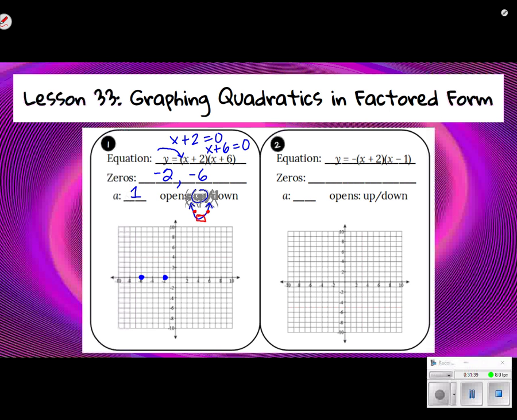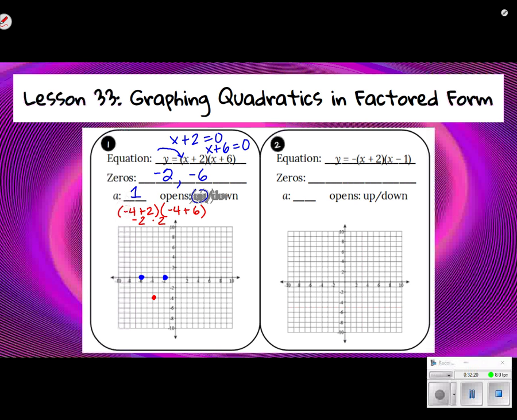If I look between negative 2 and negative 6, right in the middle is negative 4. So I want to figure out what's going on when the x value is negative 4. That will tell me where my vertex is. So I'm going to plug this in. I'm going to have negative 4 plus 2, and then negative 4 plus 6. Negative 4 plus 2 is negative 2, times negative 4 plus 6 is 2. 2 times negative 2 is negative 4. So at negative 4, I have a y value of negative 4.